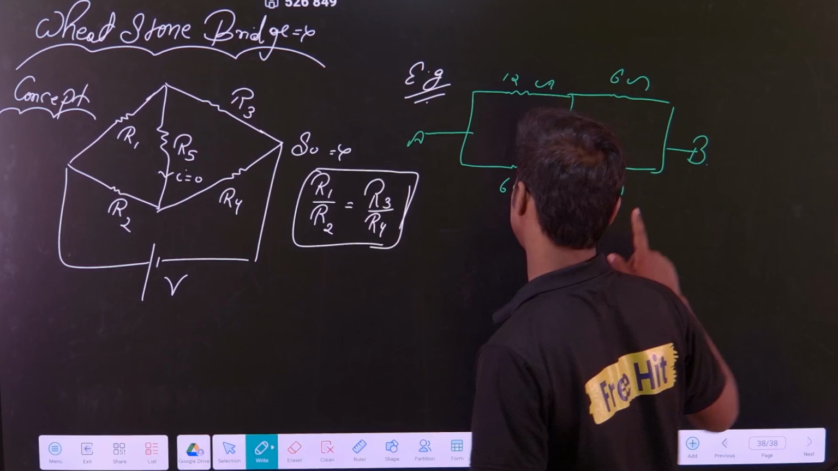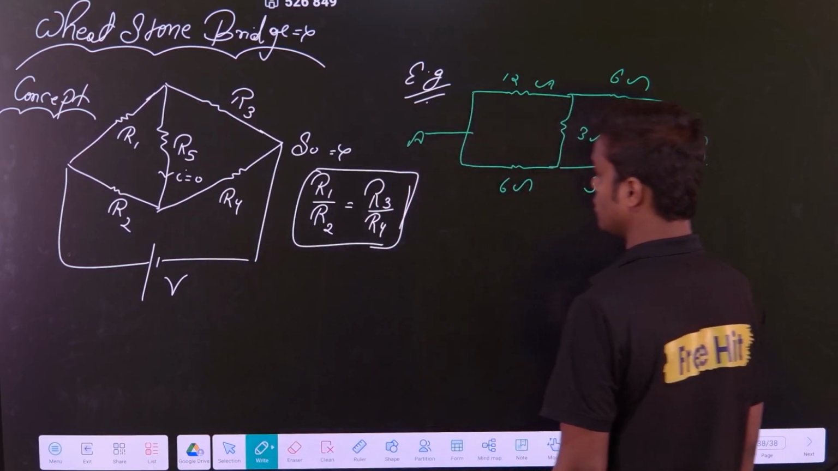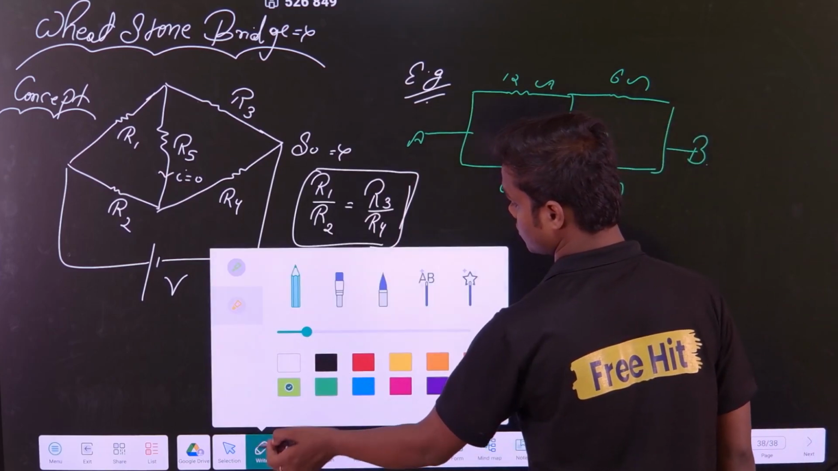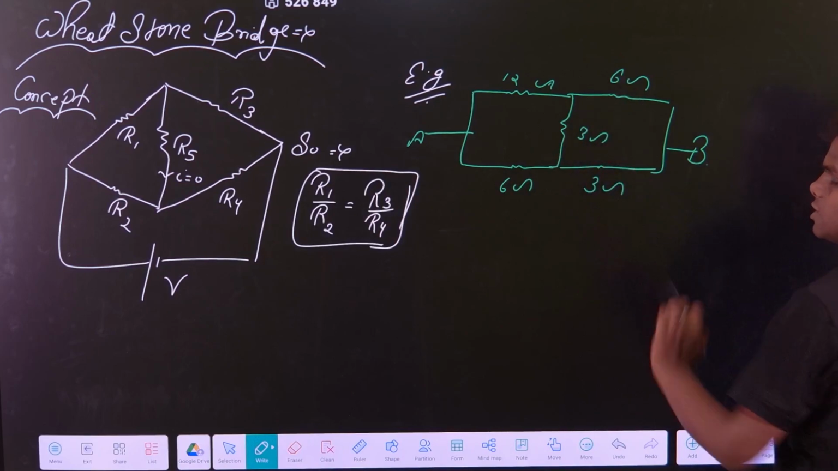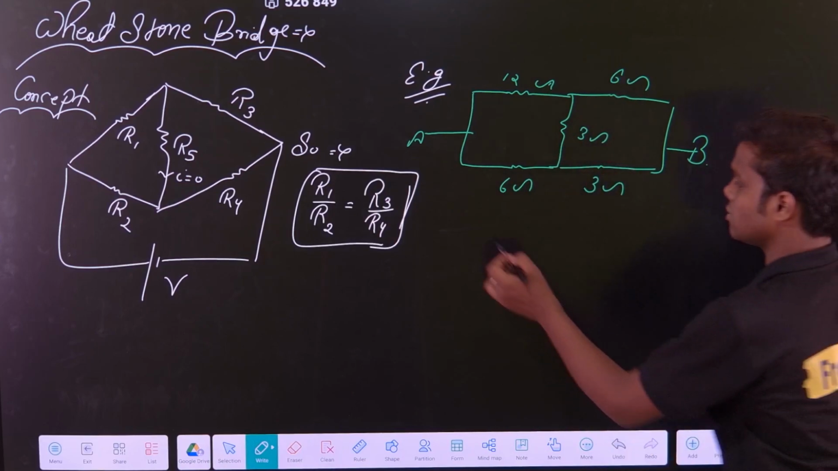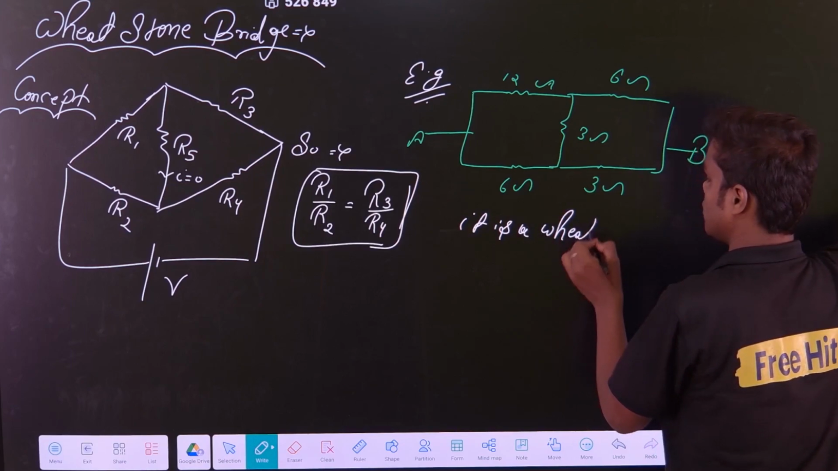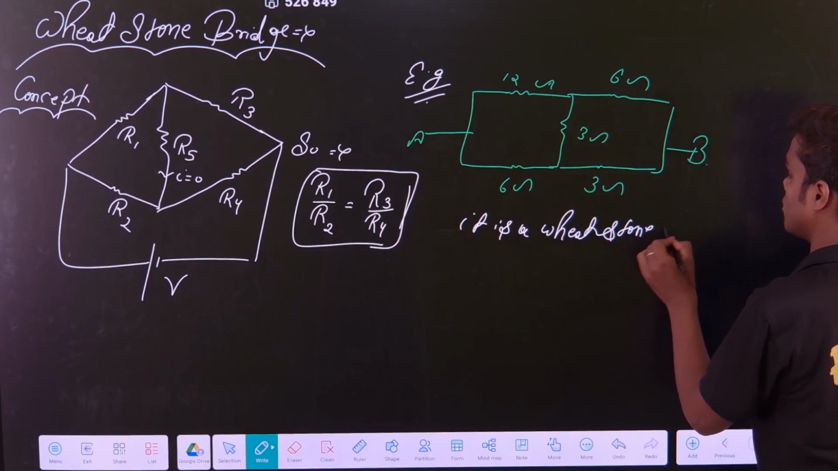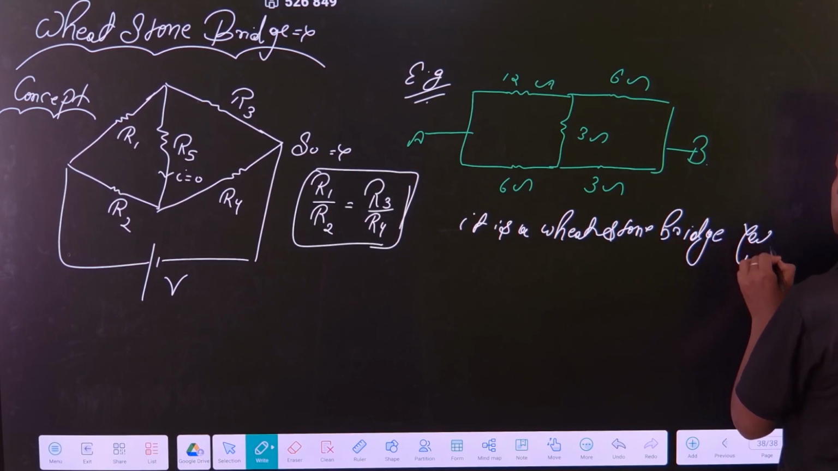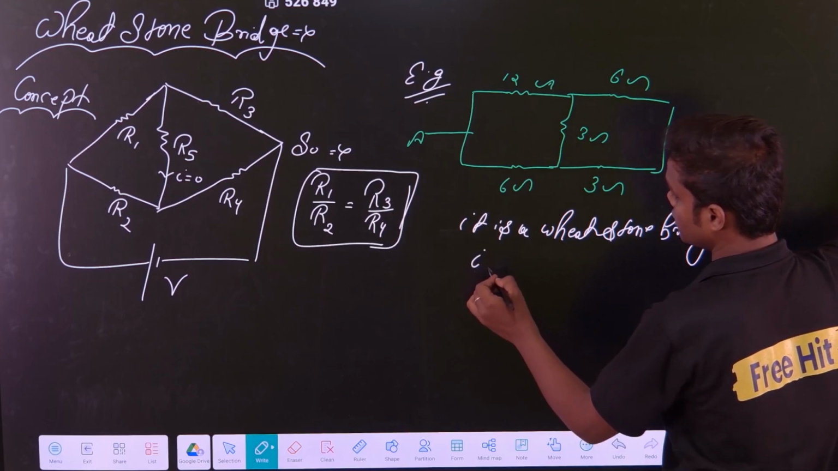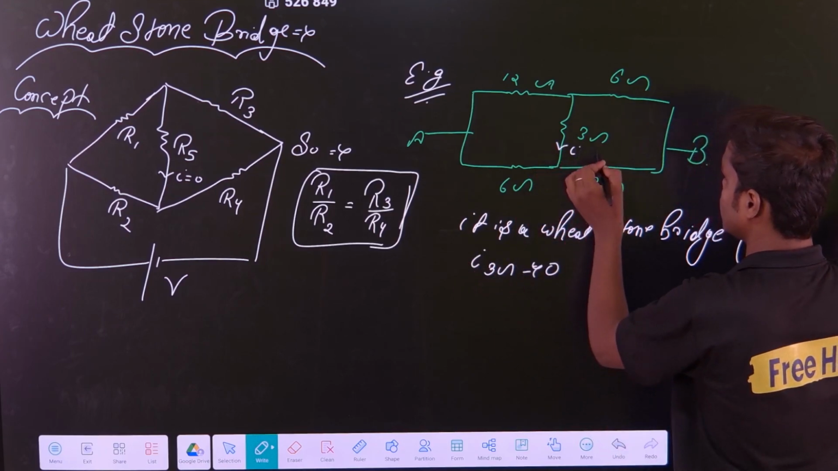My first question is, what is the current across that 3 ohm? First, whether it is a Wheatstone bridge or not. 12 by 6 is equal to 6 by 3, correct? So it is a Wheatstone bridge. Answer is yes. So what is the current in the 3 ohm? That is I, and it is equal to 0. So this current will be 0.